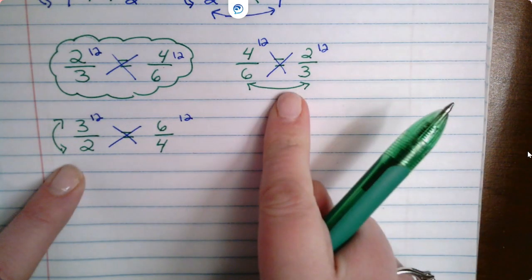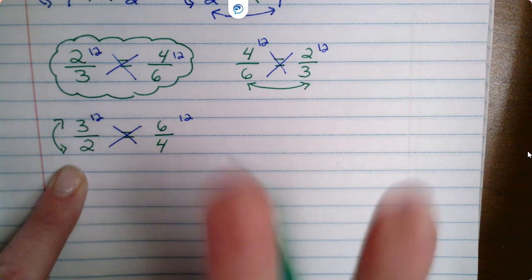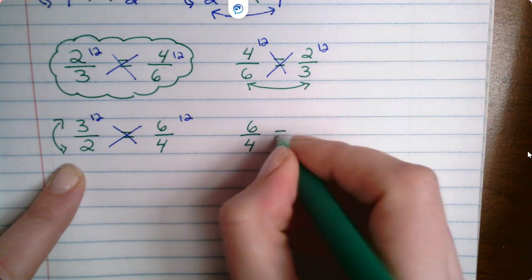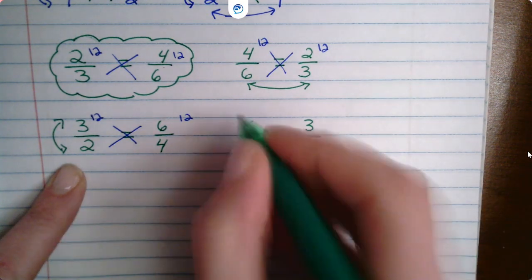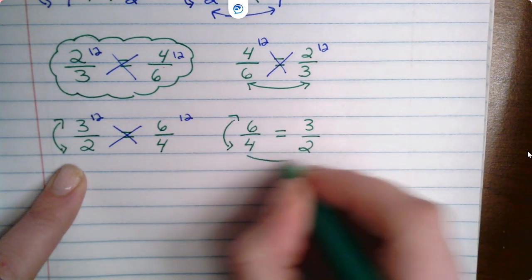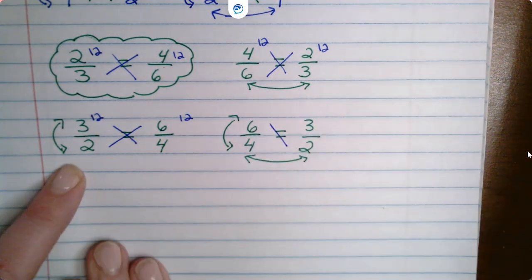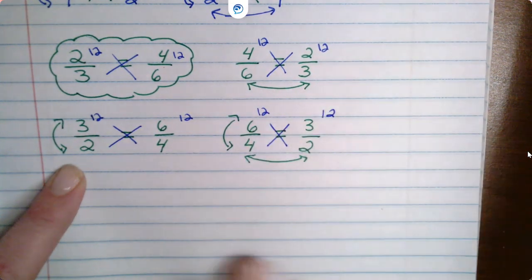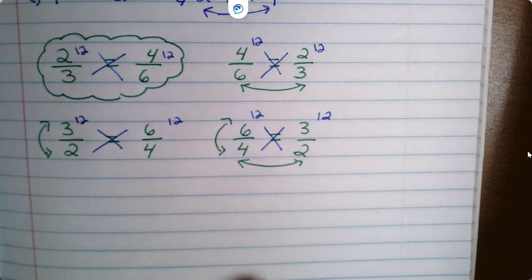And I'm going to do my combo here. So I'm going to pick up where I left off, where I flipped top and bottom. I'm then going to also flip-flop left and right. So I would say that 6/4 would be the same as 3/2. So again, that was a combination of flipping up and down and left to right. Check my cross products here. 2 times 6, 12, 4 times 3, 12. So I'm good.